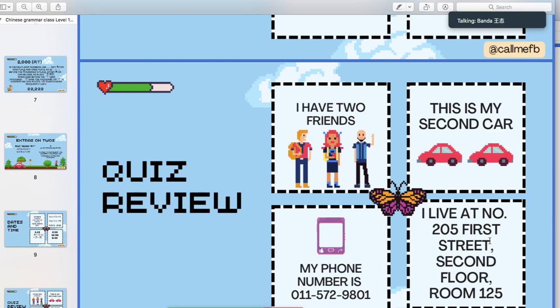So that will be first. How do we say first? You did second last time, so first shouldn't be difficult for you. Di Yi Lu? Yes, very good. So 我住在205第一路 and then second floor. Er Lu. Yes, second. You remember second? There's that prefix that comes again. Di Er Lu. Yes, very good. And room 125.